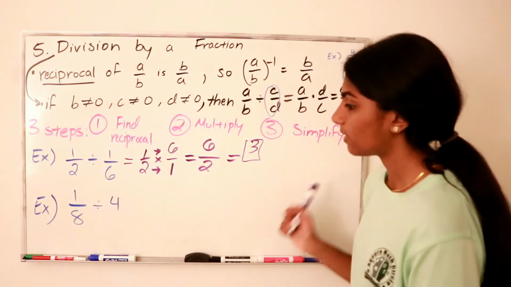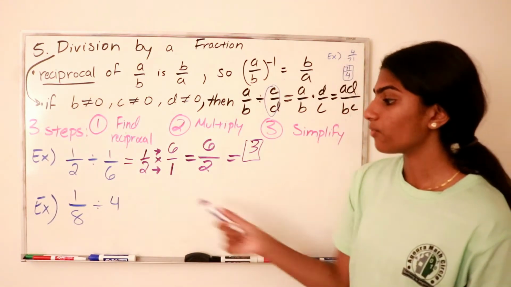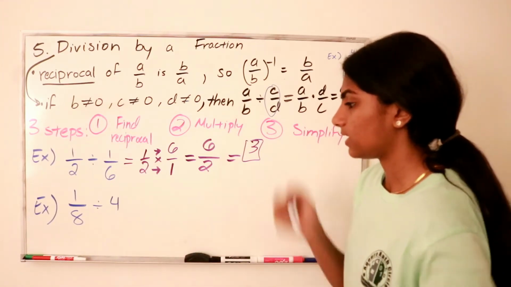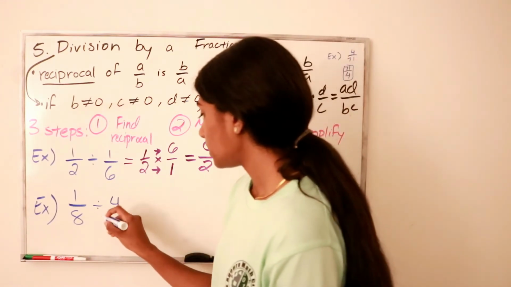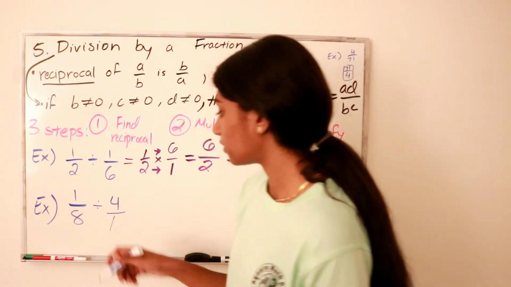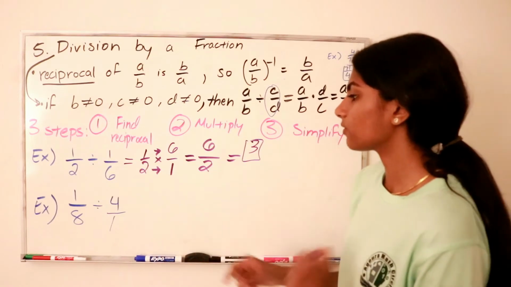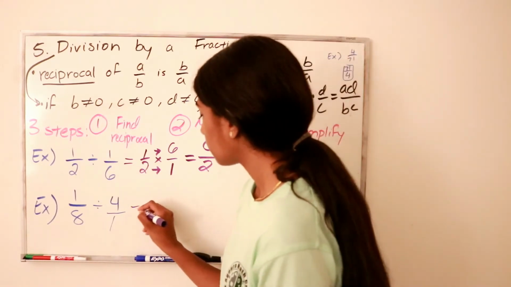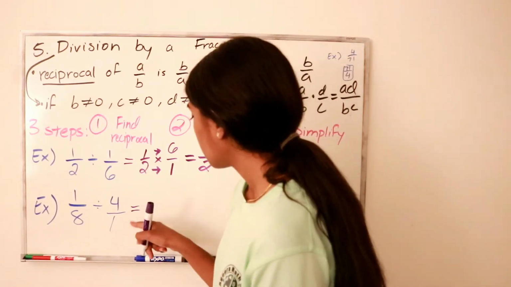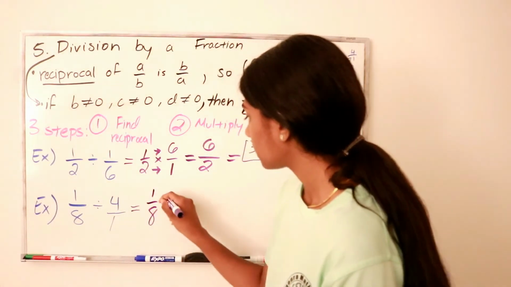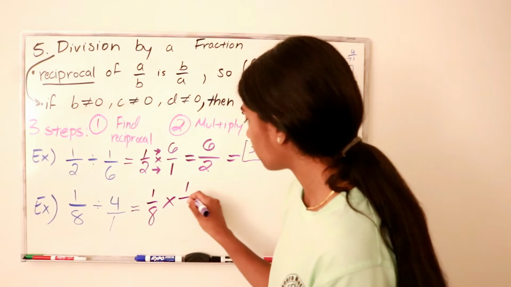Now let's look at the next example. 1/8 divided by 4. Since we already know from our last examples in multiplication, we can just put another 1 under, since we know that 4 divided by 1 equals 4. But we want to find the reciprocal, right? So what's the reciprocal of a whole number? Well, we just put a 1 over that. So 1/8 times 1 over 4.